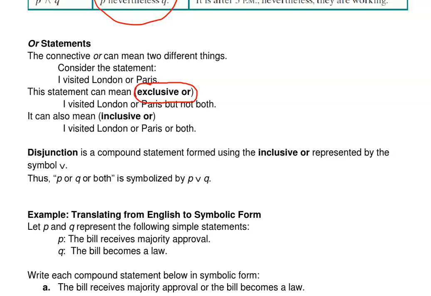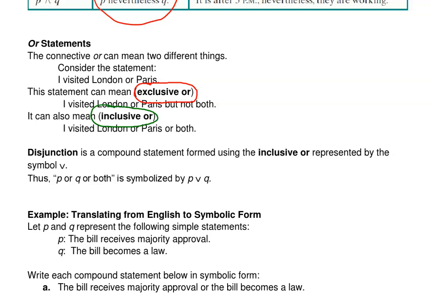However, in math, we actually don't mean it quite that way. We mean the other version of the word or, which is called the inclusive or. So this would be if your parents, or whoever's taking you shopping, tells you you can buy candy or soda, but they also would be okay if you picked both, right?